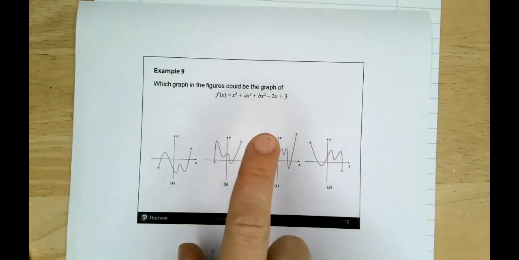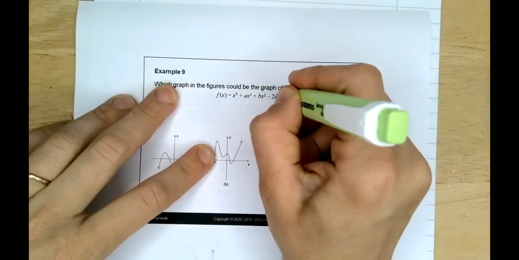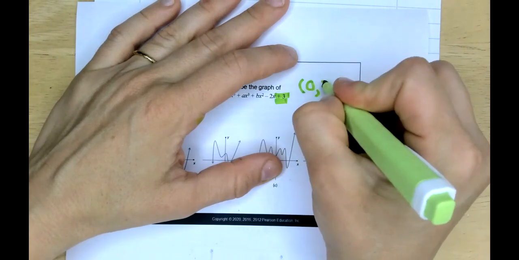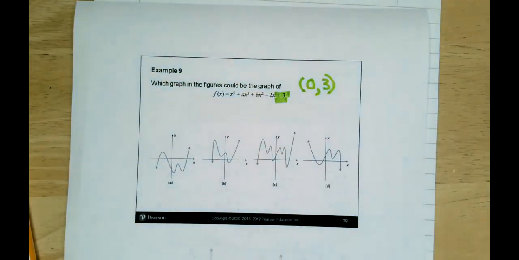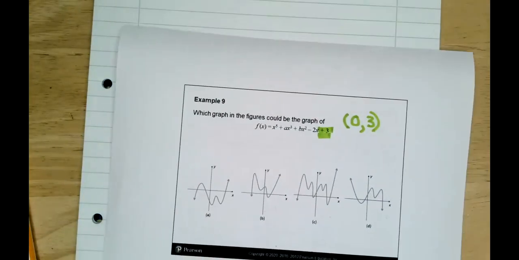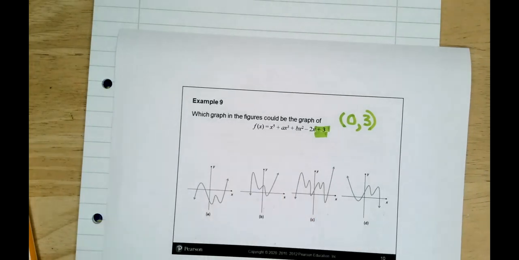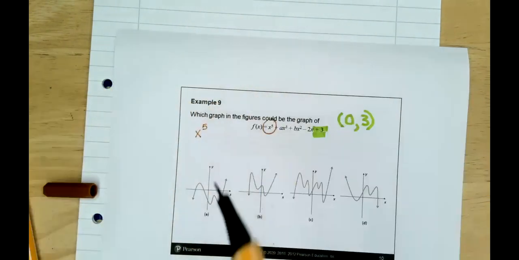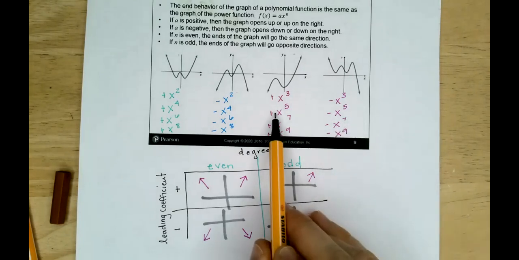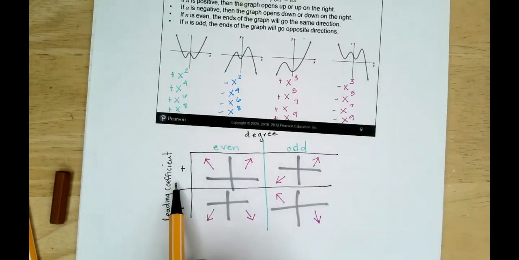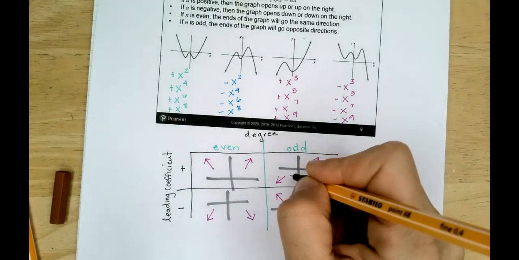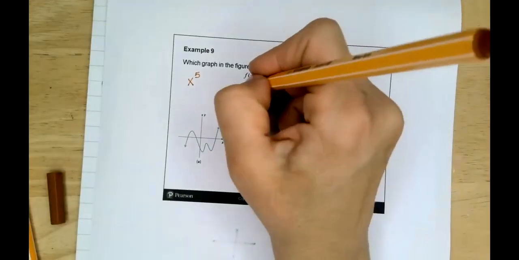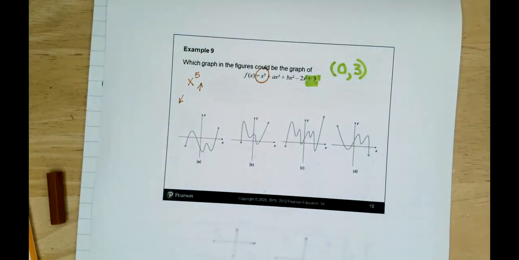Good? So we know that if our constant is a 3, that means that our y-intercept is 3, so it's going to cross at 0, 3. Okay? And then what did we just learn about end behavior? We're just looking at our first term. For end behavior, you're making sure it's in standard form, which it is, and then you're looking at your positive x to the 5th. So x to the 5th would fall into the category of positive leading coefficient, odd exponent. So we're going to be going down to the left, up to the right, because it's positive x to the 5th.